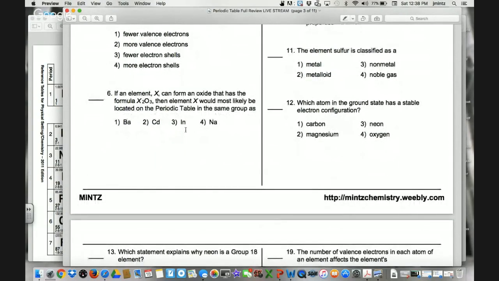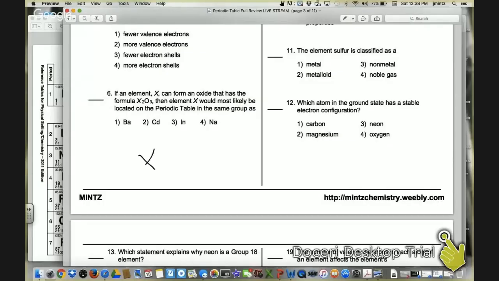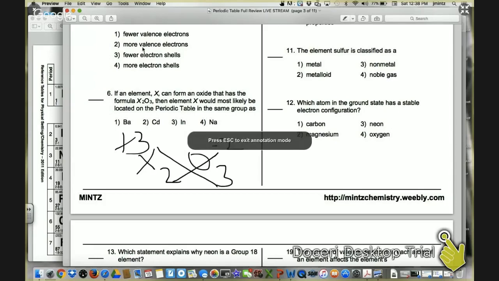All right, number 6. If an element X can form an oxide that has the formula X2O3, then element X would most likely be located on the periodic table in the same group as. All right, so let me pull up my pen so we can talk a little bit about this. X2O3 is a chemical formula, and they're trying to figure out what X could possibly be. So let's use our crisscross method to figure out what the charge of X would be, and then we can figure out what group it would be in. So we know that oxygen, if we crisscross backwards, is a -2, which means that X had to be +3.